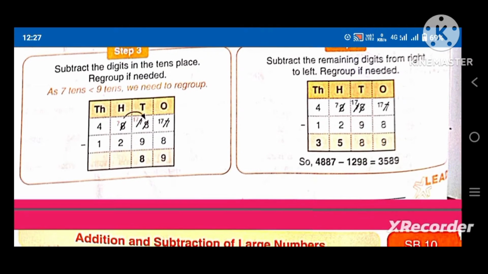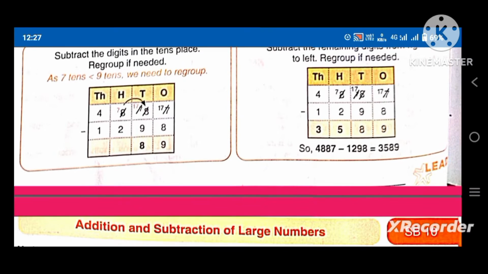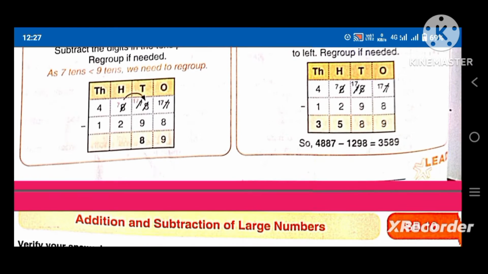So the answer is 4887 minus 1298 is equal to 3589.